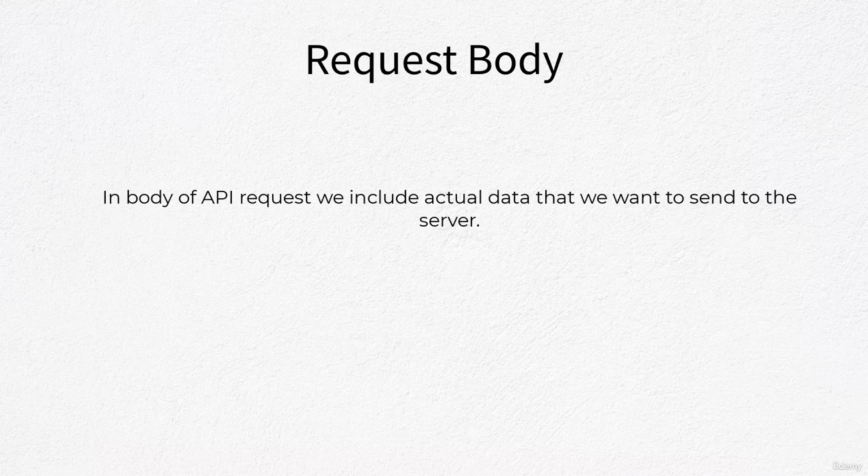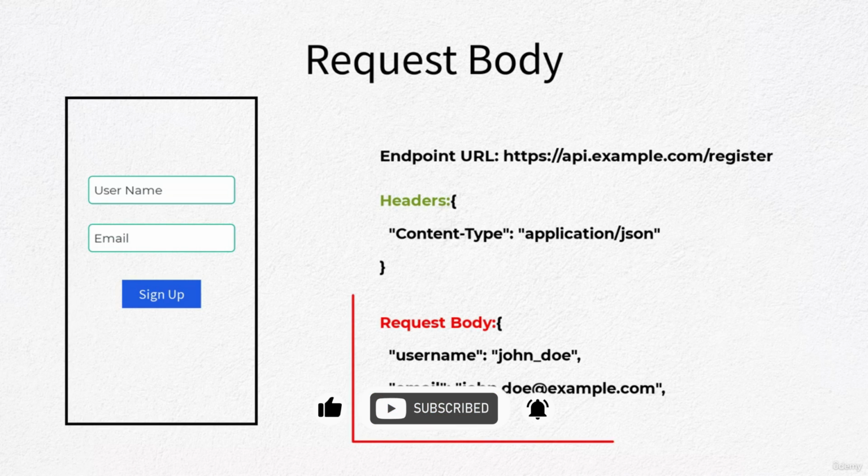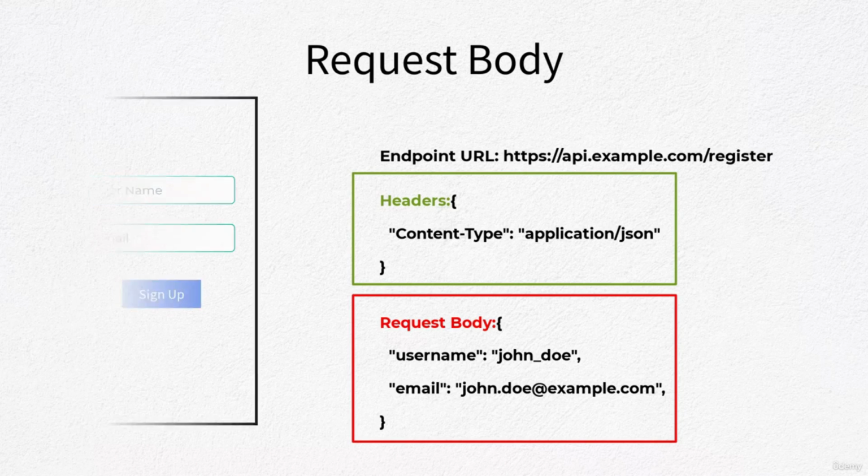And the next thing is the body of our API request. So body is the part where we put the actual data which we want to send to the server. So let's say we are creating a new account by making an API call, and in that case we need to send the username and the email to the server. So we are going to include this information in the body of our API request, and our header will indicate what type of data we are including in the body of our API request.